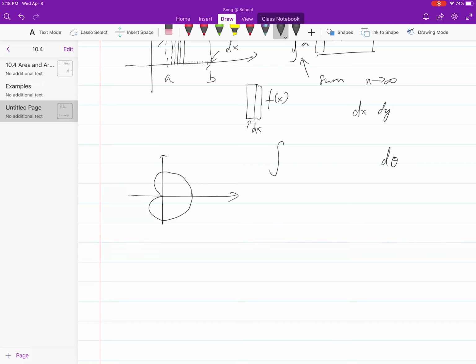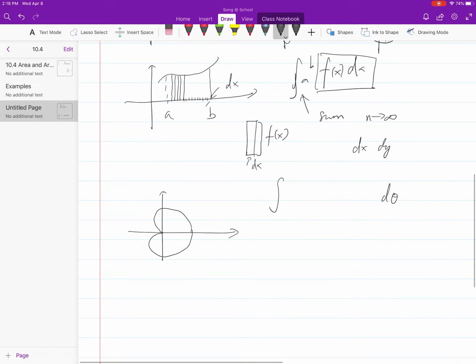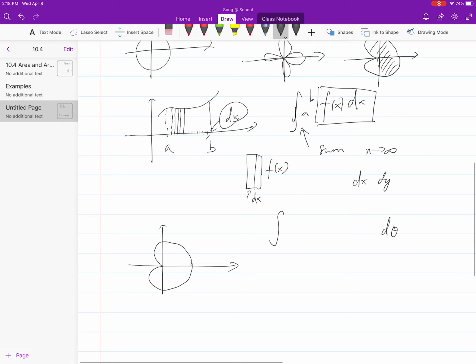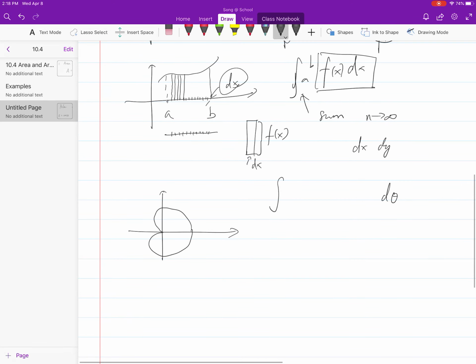Now think about what you mean by d theta. What do you mean by dx? Dx means take your x value and cut it into small intervals. Then d theta means nothing but take your theta value and cut it into small intervals. So this is a d theta, this is another d theta, this is another d theta. So I actually cut the whole thing into different pieces.